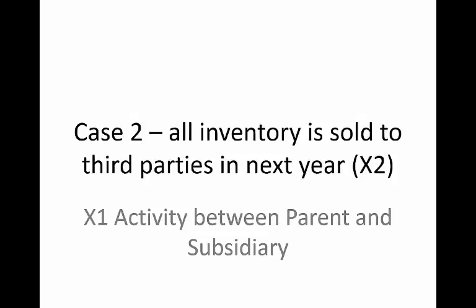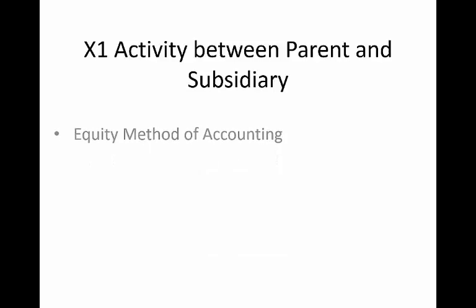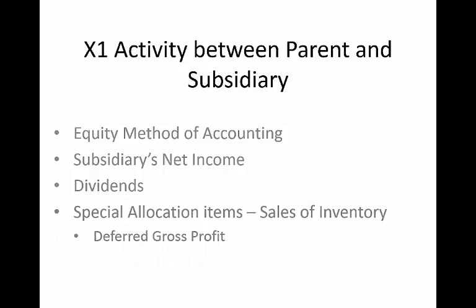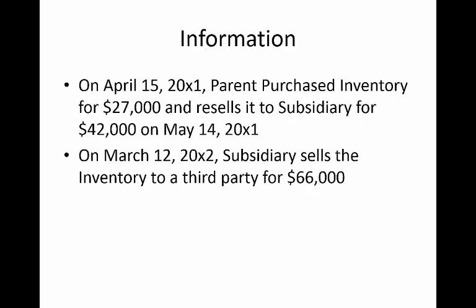Alright, so case 2, all the inventory sold in the second year. We still have to address the equity side of this, and we'll continue with our special allocation item, the sale of the inventory. So real briefly, here are the inventory transactions that took place from the time the parent bought the goods to the time they were sold.